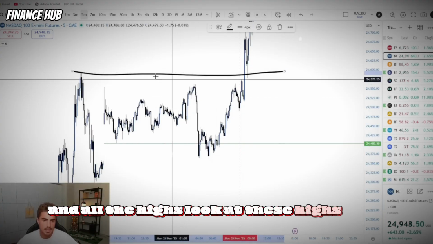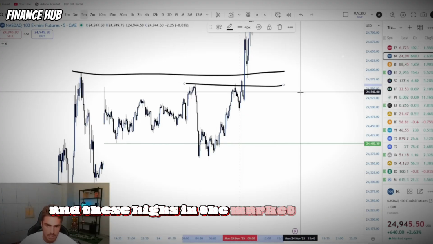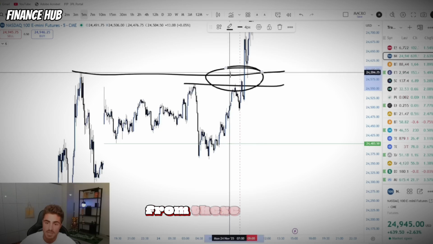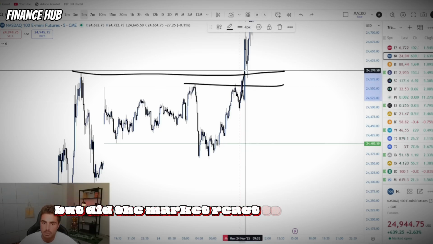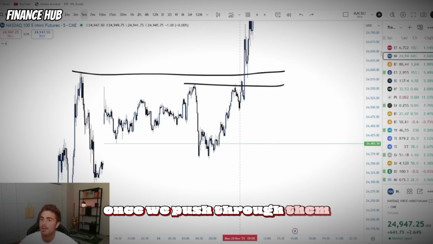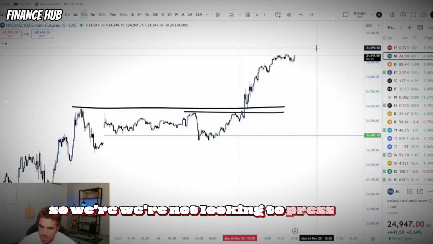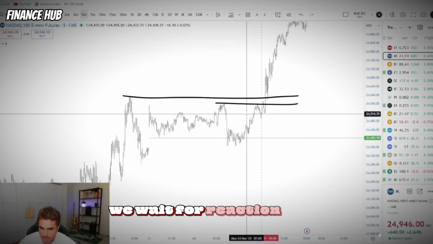Look at these highs. Okay, we have these highs right here and these highs in the market right here. We very well could have swept liquidity from these highs. But did the market react to these highs once we pushed through them? No, we didn't. We pushed higher. So we're not looking to press short. We wait for reaction, okay?